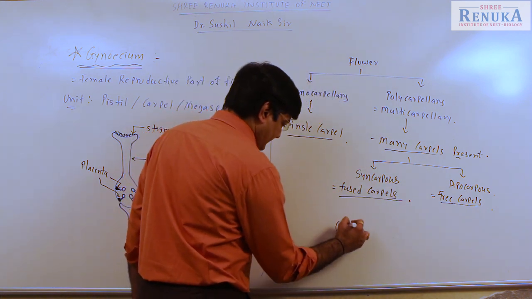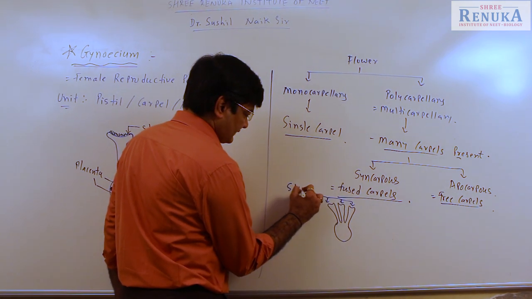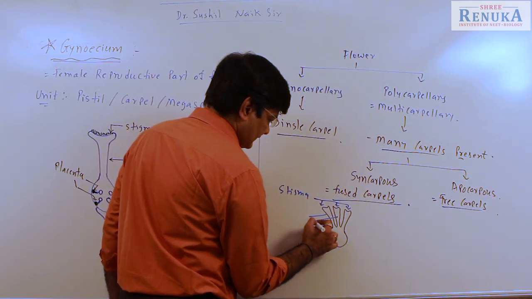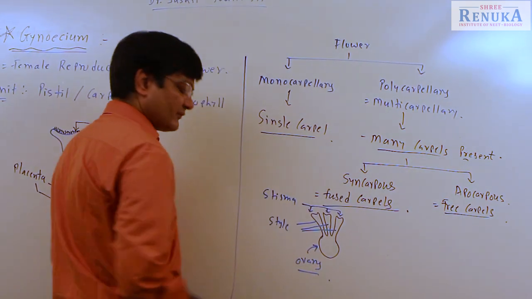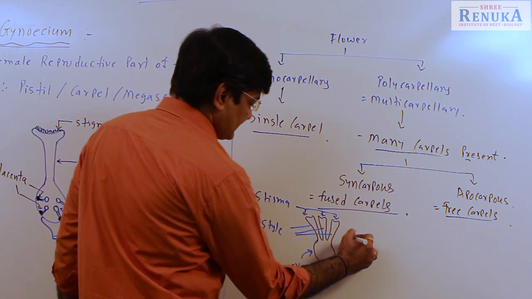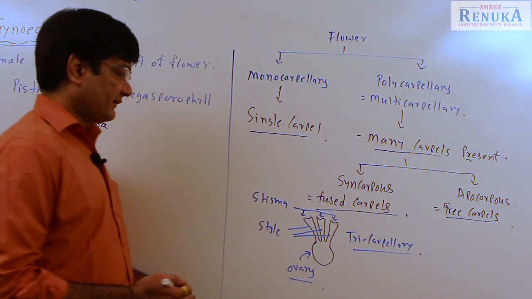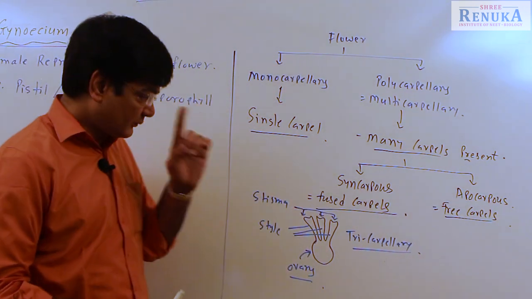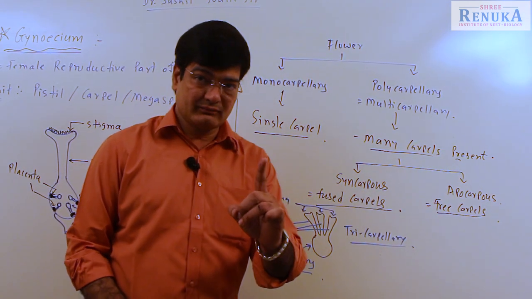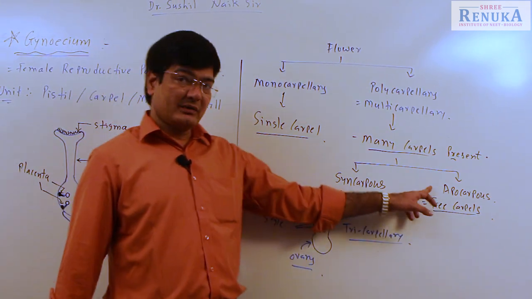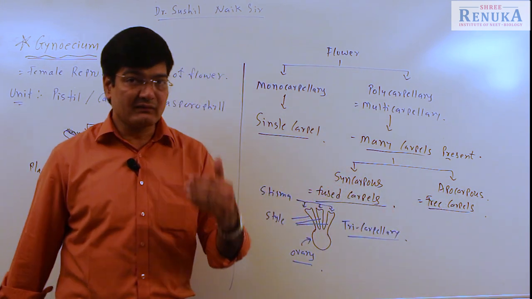If we draw the diagram, it appears like this. You can observe these are the three stigmas, these are the three different styles, but having a single ovary. This diagram is a tri-carpellary structure of the gynoecium. What is observable here is that the ovary is single in the syncarpous condition. Is it clear? As I told, in apocarpous, all the carpels are free, so a large number of ovaries are present. But here, a single ovary is found.